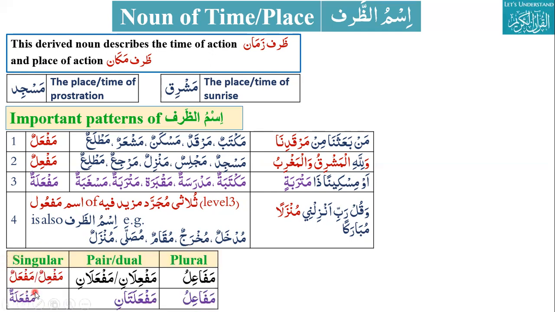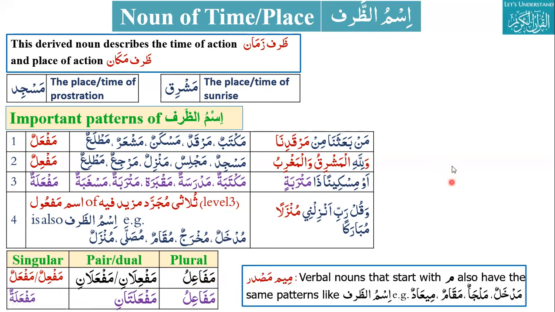And maf'il, its dual is maf'ilani, and its plural is mafa'ilu, not mafa'ilun. And maf'alun, its dual is maf'alani, and its plural is also mafa'ilu. And the feminine maf'ala, its dual is maf'alatani, and its plural is also mafa'ilu. So the plurals are always in this pattern, mafa'ilu.